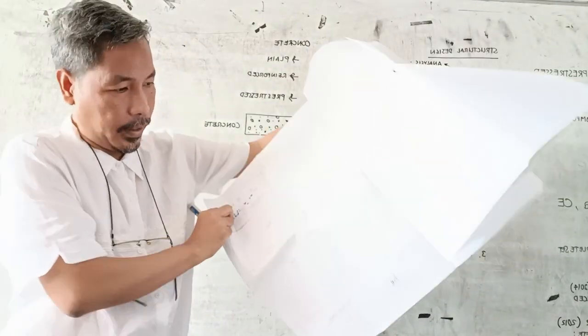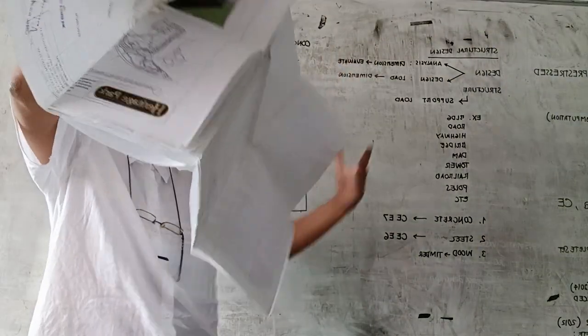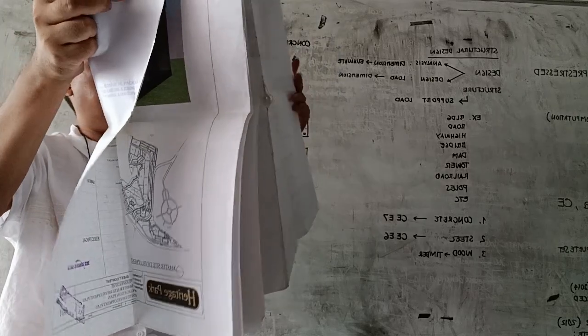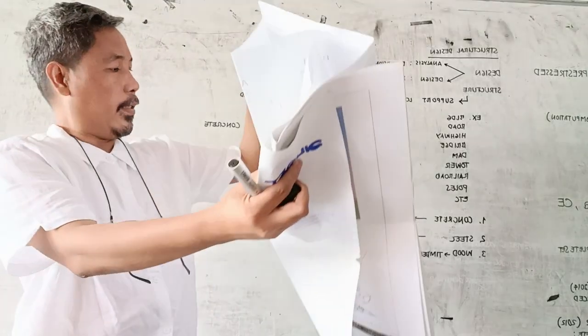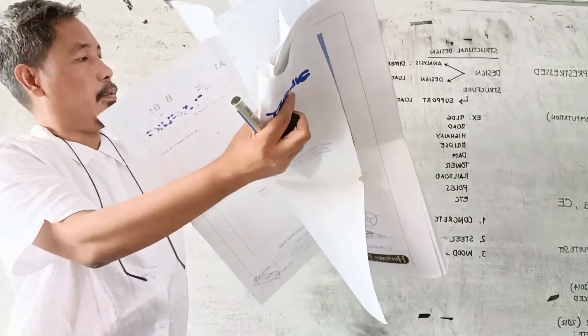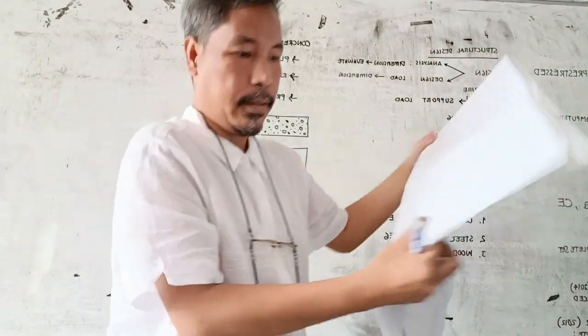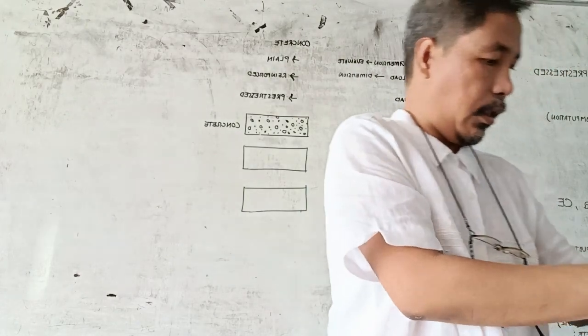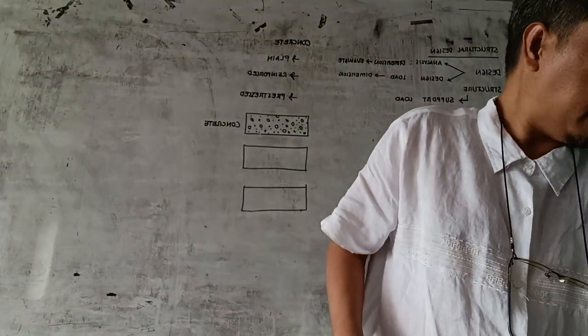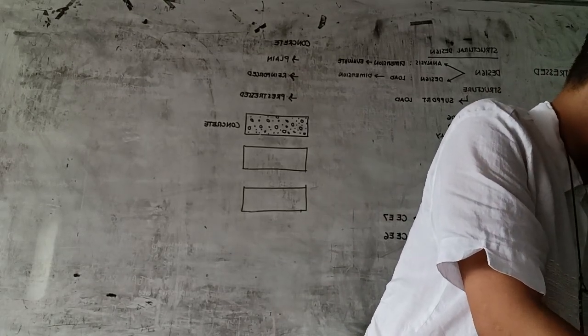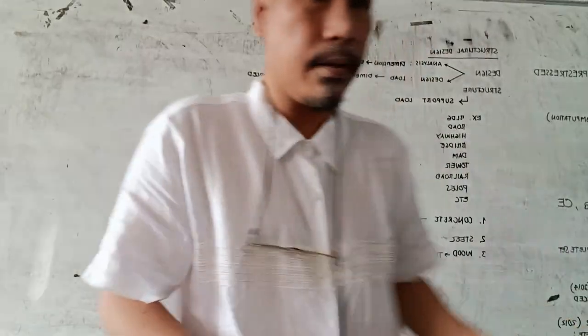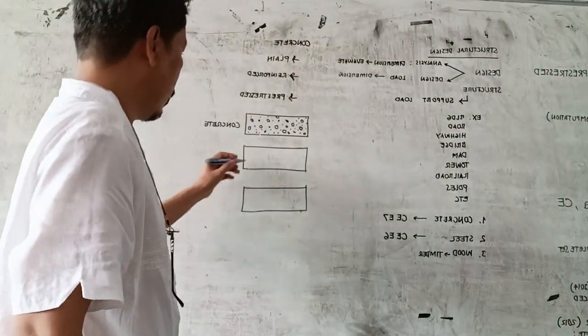So, inside, okay? I think we are going to the structural plan. Wala pala, kasama rin ito. So, hindi na kasama yung structural plan. Nasa kabila. Hindi ko nadala. Architectural plan pala ito. Okay, so anyway, that's how.